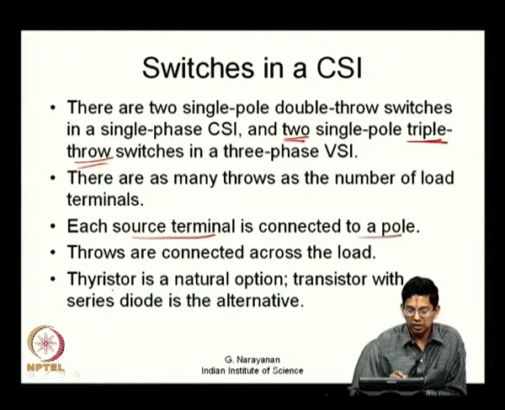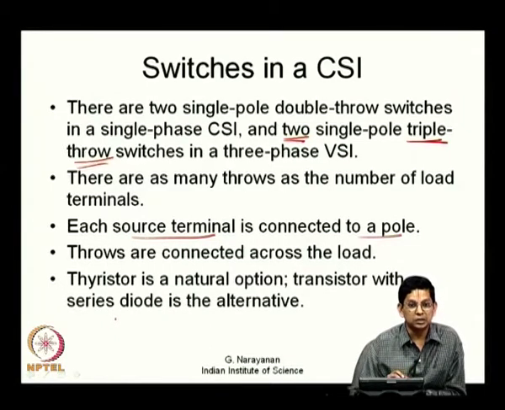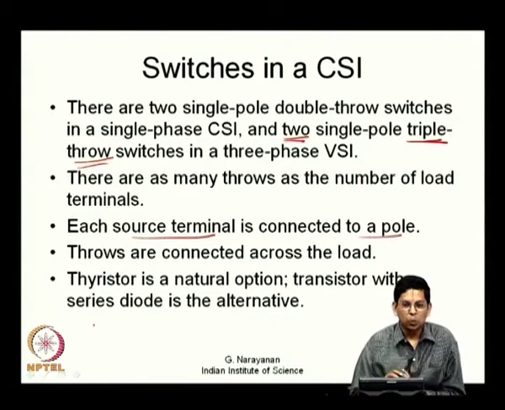In a current source inverter, you require a switch which can conduct in one direction, but should be capable of blocking voltages of either polarity, and a thyristor is a natural option for such an application now. You can also alternatively use a transistor such as MOSFET or IGBT with a series diode to realize this effect now. So, this is what we have seen now.